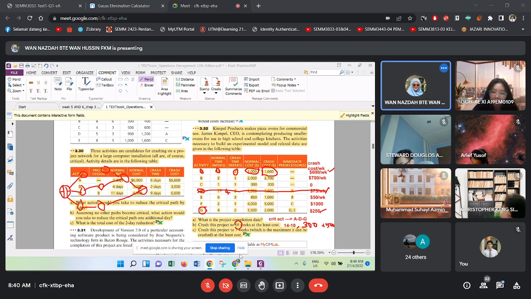All right. So the total additional cost that you should provide if you want to reduce or crash the activity from 14 to 10 is 800.